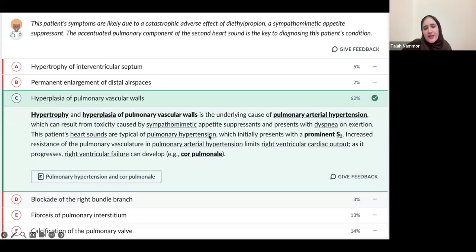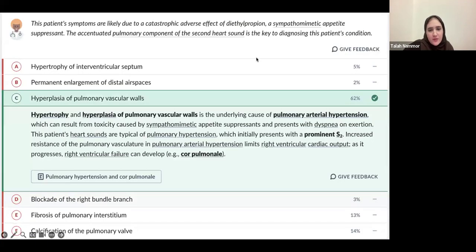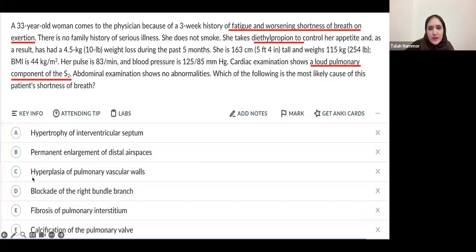To answer this question you had to know that diethylpropione is a sympathomimetic, so maybe that's why it's a toxicity caused by this medication. But the prominent S2 doesn't only mean, I'm sorry, just forget the sympathomimetic. The loud S2 is not only the pulmonic valve, it can include anything that has to do with the lungs. Okay. Now if we look at the fatigue and the worsening shortness of breath.